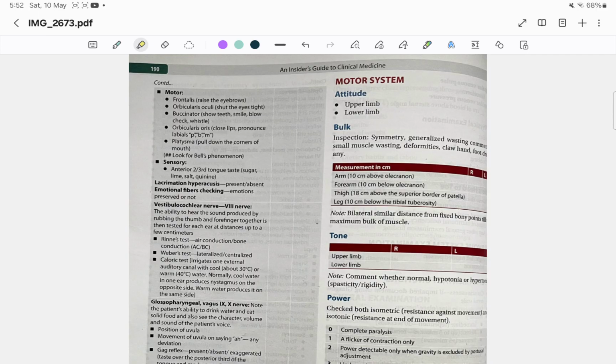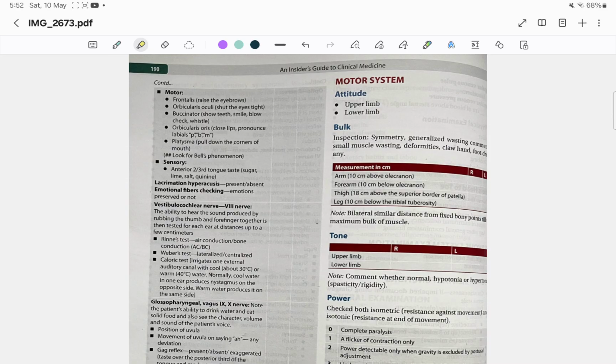Then orbicularis oculi: ask the patient to forcefully close the eye. You try to retract the eyelid, giving resistance while the patient resists. If the patient is not able to do it, weakness is there. Buccinator: that means blowing of the cheek, whistling. Orbicularis oris and platysma: pull down the corner of the mouth. If these are affected, there is some sort of weakness, but mostly your upper muscles, like your frontalis and your orbicularis oculi, will be spared in most strokes.